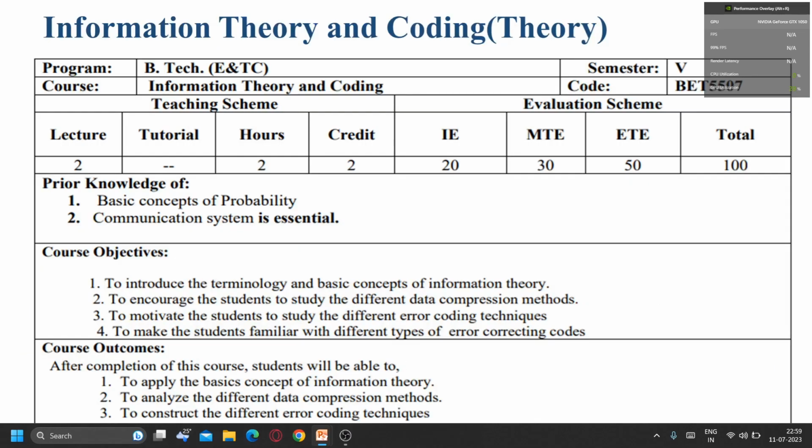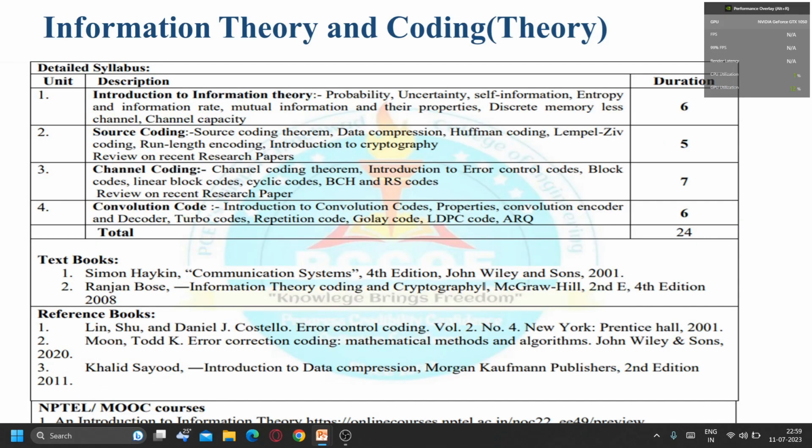This course, as we discussed, is a 2 credit course. It has 4 units. Unit number 1 deals with the basic terminology related to information theory. Nowadays in artificial intelligence and machine learning, we are using terminology such as entropy and mutual information in order to extract the exact data before analysis. In unit number 2, we are going to study different data compression techniques such as Huffman coding and Lempel-Ziv coding, and we are going to give an introduction to cryptography. Units number 3 and 4 deal with the techniques related to channel coding, error detection and correction.